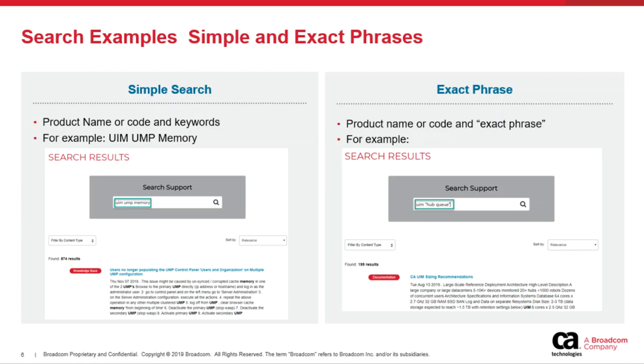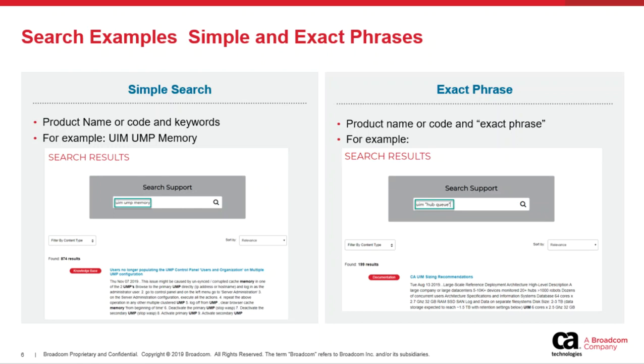Now on to some search examples. On the left side, we have a simple search using the product code or acronym and the keywords. In this case, UIM, which is an acronym for one of our products, UMP, and memory. So this will return UIM documents with the keywords UMP and memory in the document.